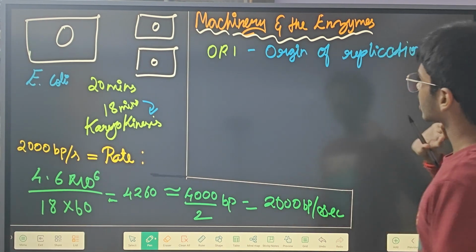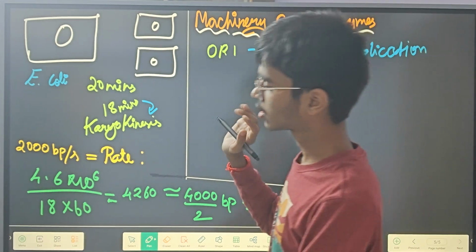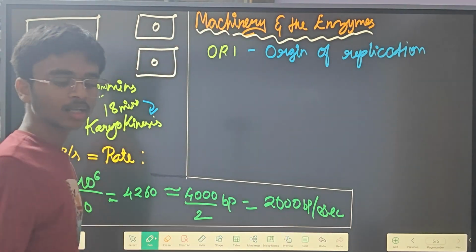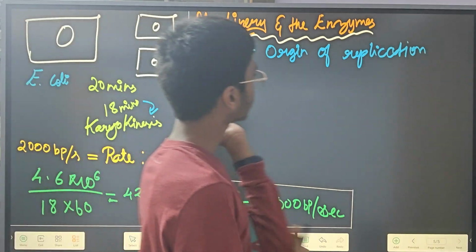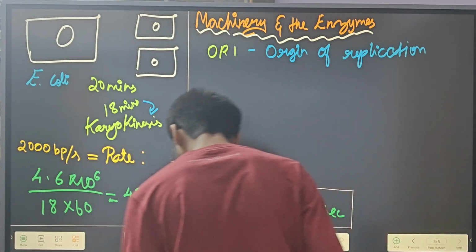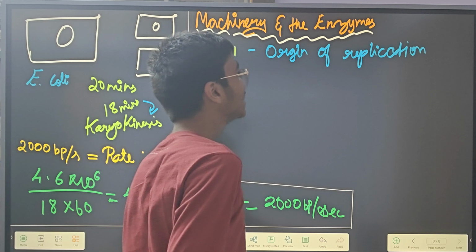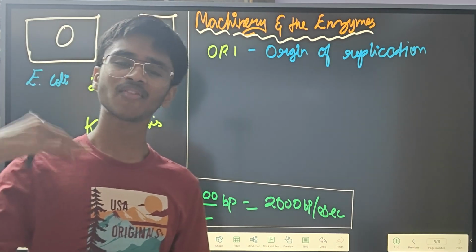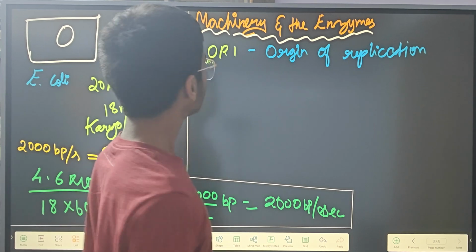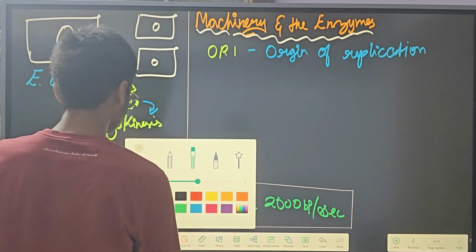Okay, so ORI is the origin of replication, the point where you can say that the DNA transcription begins. Sorry, DNA replication begins. This is all about replication, nothing about transcription. Still, we haven't even touched any transcription. Okay, so ORI.